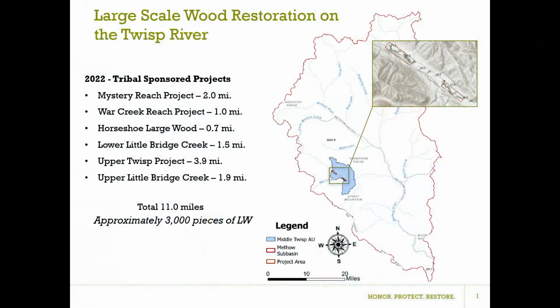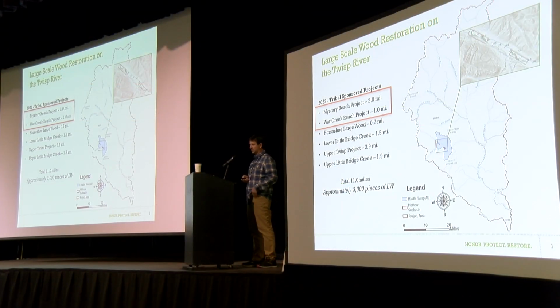I'm going to be sharing some data with you from the Upper Twisp River in the Methow watershed. This particular area is near River Mile 17 to 20 on the Twisp River. And in 2022, the Colville Tribe and the Yakama Nation both partnered independently with the Forest Service to do some large-scale helicopter restoration projects. Combined, Yakama Nation and Colville Tribe installed approximately 3,000 pieces of large wood throughout these 11 miles of the Twisp River, which is a significant increase from the baseline condition.